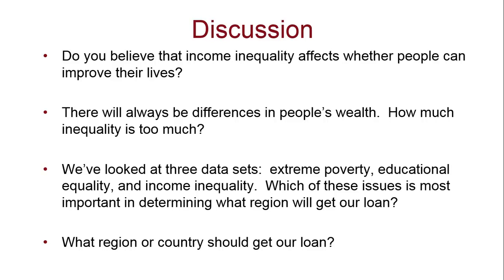And here are some final discussion questions. Do you believe that income inequality affects whether people can improve their lives? There will always be differences in people's wealth. So how much inequality is too much? We've looked at 3 data sets: extreme poverty, educational equality, and income inequality. Which of these issues is most important in determining what region will get our loan? And what do you think? What region or country should get our loan?